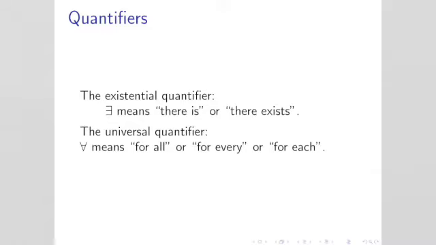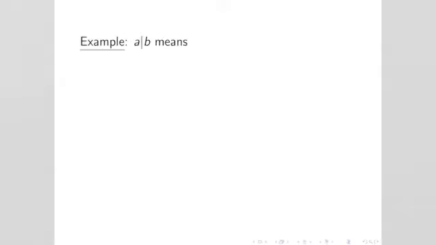That means for all, for every, for each, some property is universal. And the notation for that looks like a capital A upside down. So E for existence, A for all. Let's look at how we might use these.